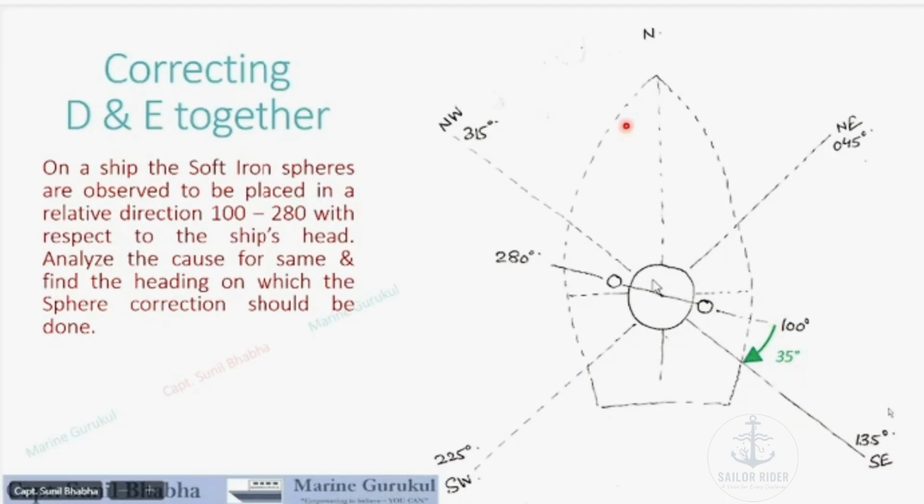Now that means the vessel has to swing to the starboard side. Turning clockwise, looking from top, means swinging to starboard. The vessel has to swing to the starboard side by an angle of 35 degrees. If the ship swings to starboard by 35 degrees, the heading on which the ship would be at that time is 035 degrees. So the heading of the ship will be 035 degrees. When the ship is heading 035, the starboard corrector sphere is going to come exactly southeast of the compass.